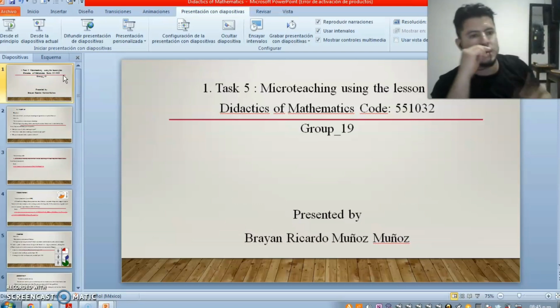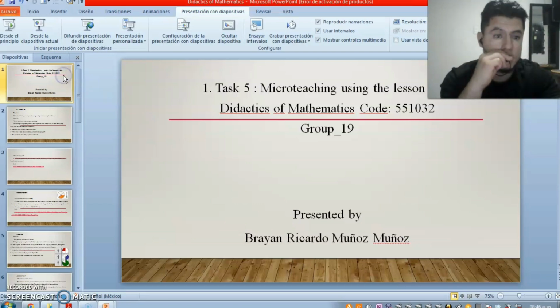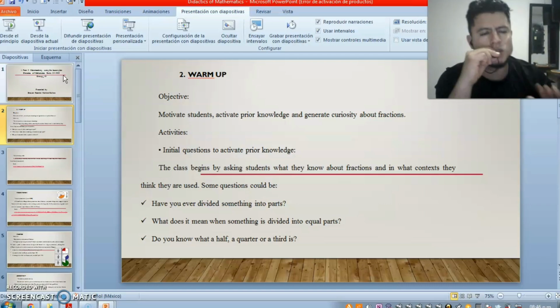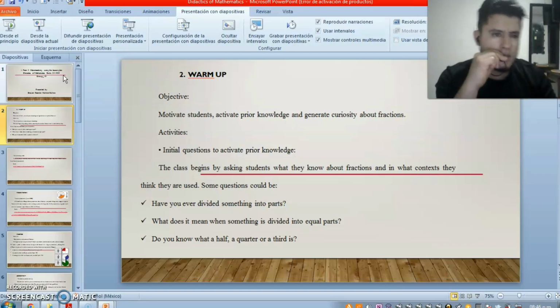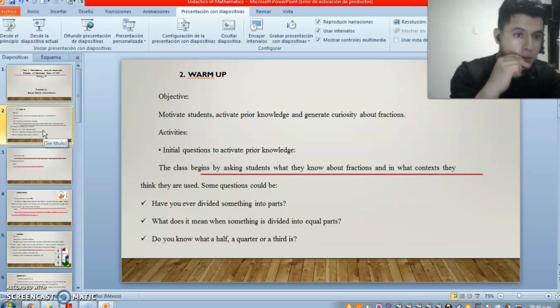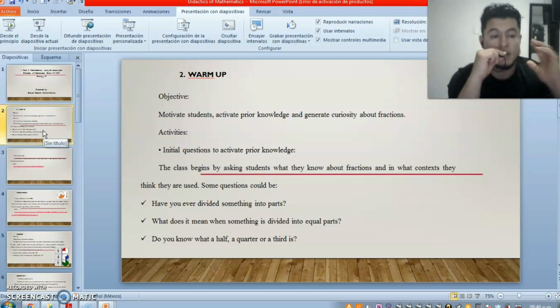Today we are going to begin our lesson on fractions, a fundamental topic in mathematics. And to start, I'm going to ask you some questions to activate your prior knowledge and motivate you to learn. Okay? Have you ever divided something into parts? What does it mean when something is divided into equal parts? Do you know what a half, a quarter, or a third of something is? This question will help us think about how we use fractions in everyday life.